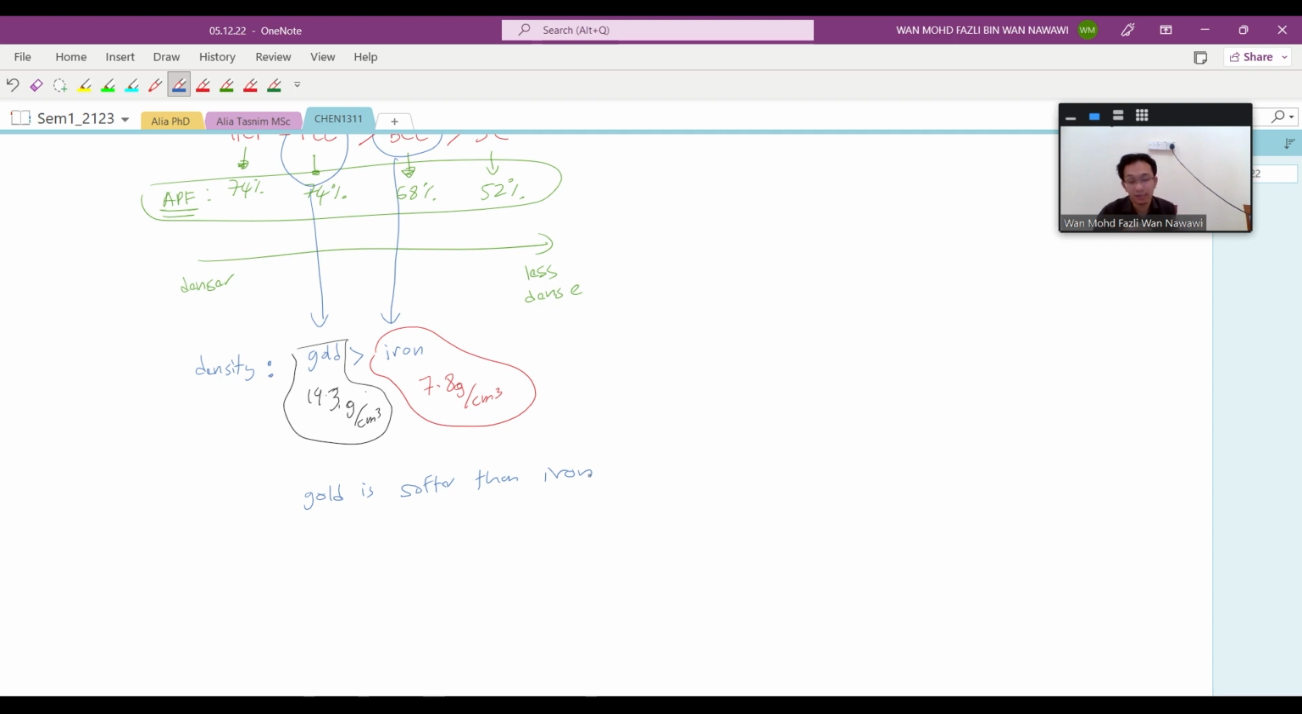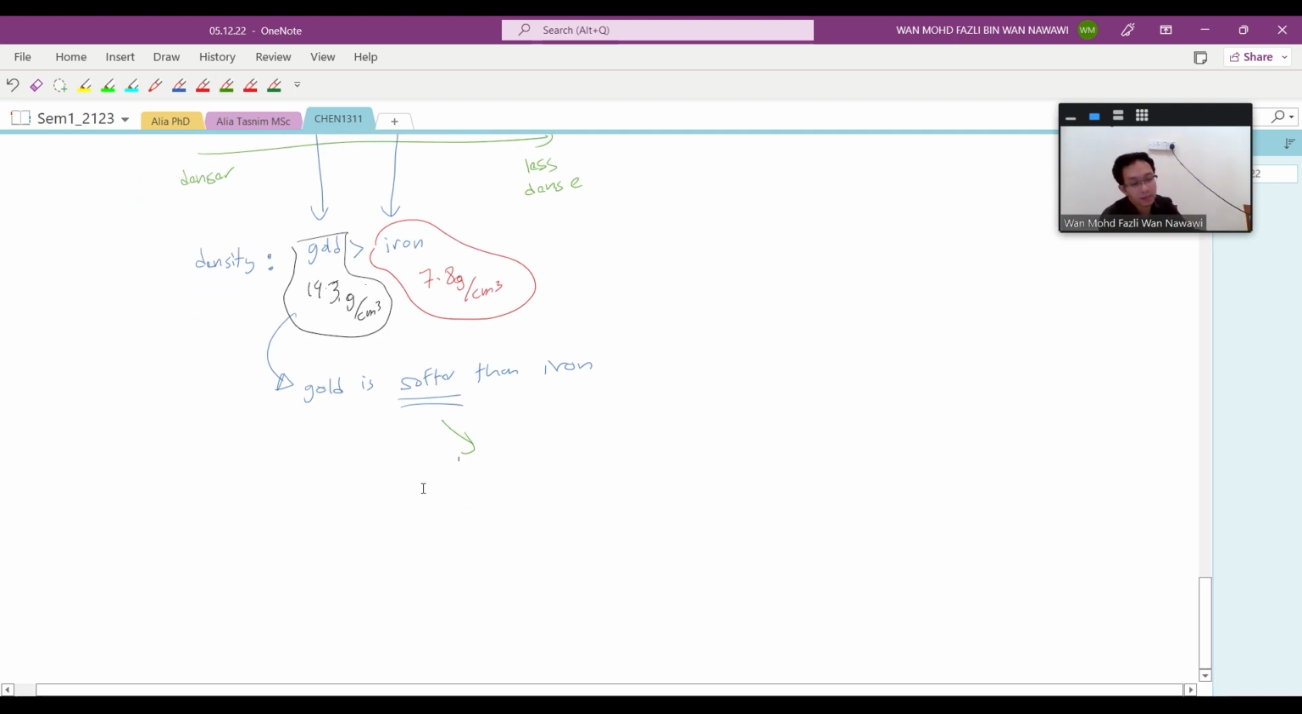Dense material can be hard, but there are many things that contribute to the hardness of the material. For example, even though gold has higher density than iron, gold is softer than iron. The word softer here, in material science, is basically the ability to move. You can bend gold much more easily than you bend iron.